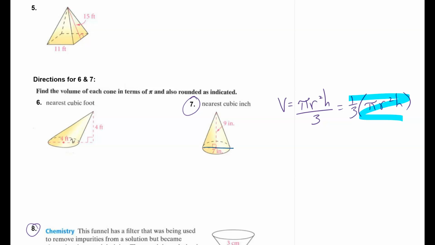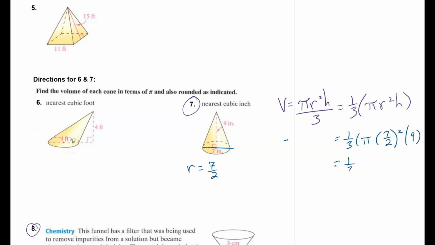So with this, I have to find the radius. Well, the diameter is 7, so my radius is going to be 7 over 2. And then we've just got to plug it in. So this first one, we're going to use the 1/3 formula. So I'm going to go over here. I'm going to go 1/3 times pi times the radius, which is 7 over 2 squared, times the height, which is 9.